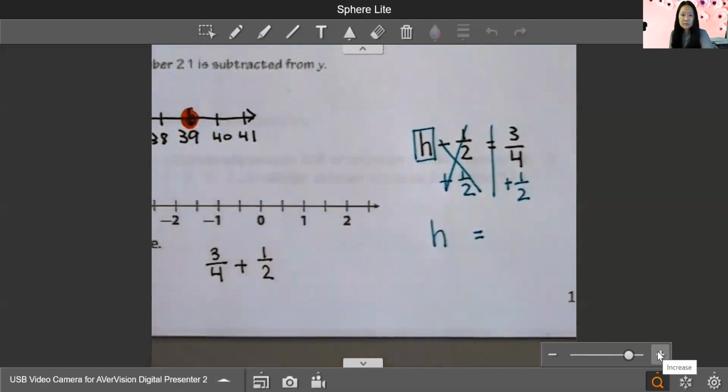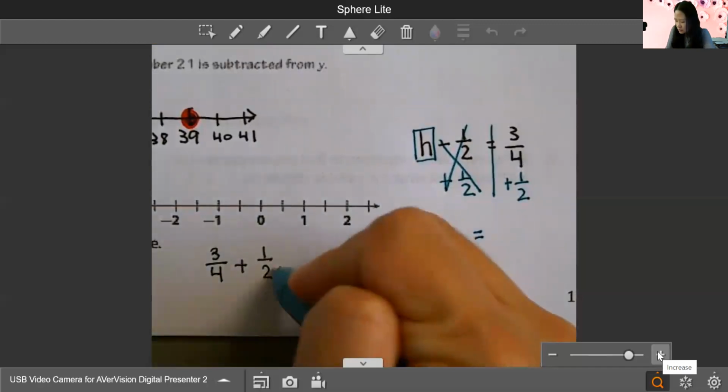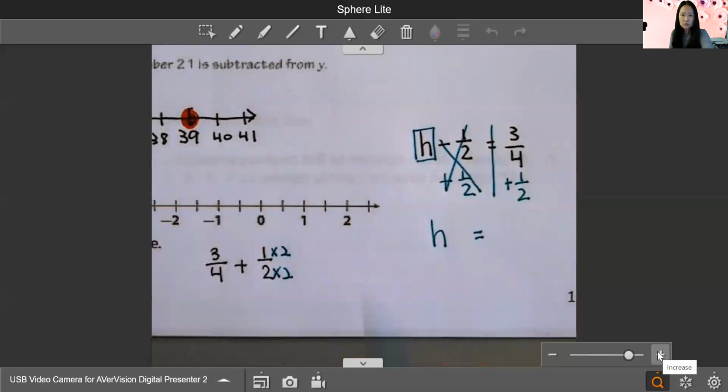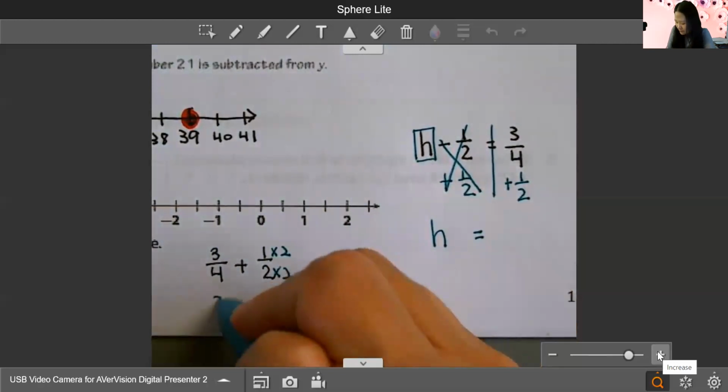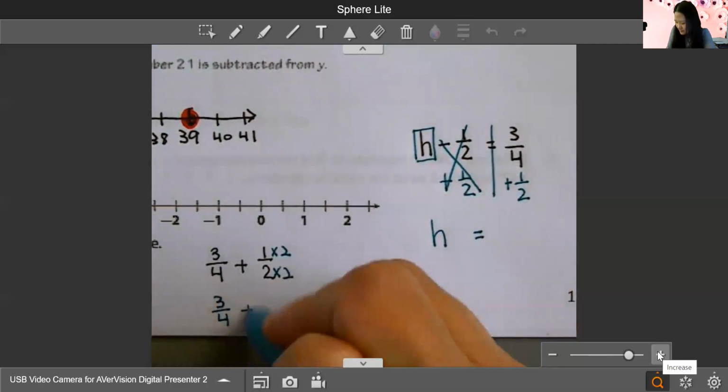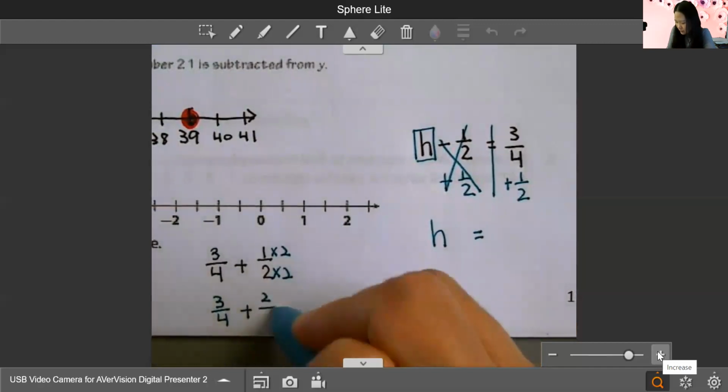In order for me to add fractions, you need to have common denominators. Now, my denominators are 2 and 4. Since 2 goes into 4, 2 is a factor of 4, that means my least common denominator is 4. So I am going to multiply this fraction by 2, but I don't need to do anything here because my denominator is already 4, okay? So then I have 3/4 plus 2/4.